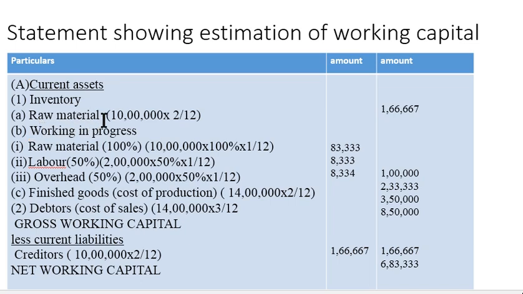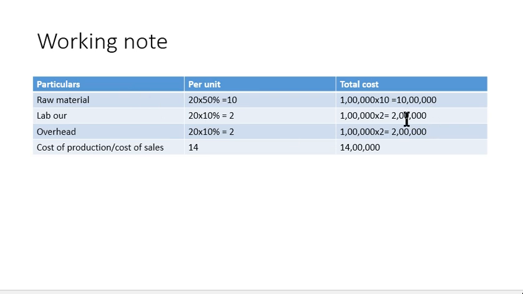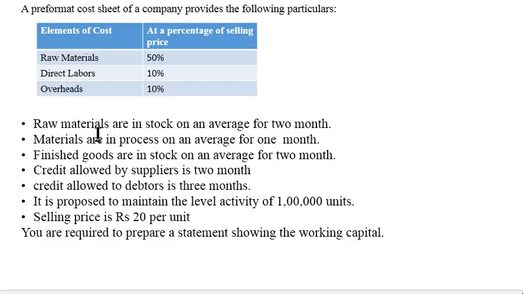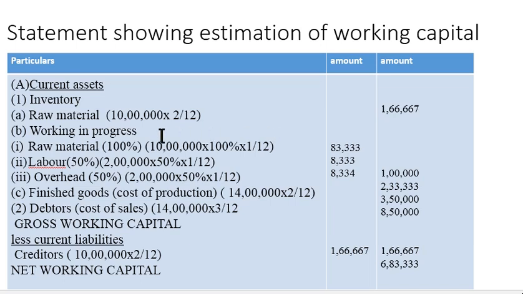Now raw materials, how to calculate? Write the total raw materials. See the working note in the problem, you have 10 lakh rupees. So 10 lakh is the total raw material into how many months stock. Check in the problem, first point, raw materials are in stock on an average for 2 months. So multiply here 10 lakh into 2 by 12, you will get 1,66,667. Write in the outer column 1,66,667. Okay, so this is raw material.